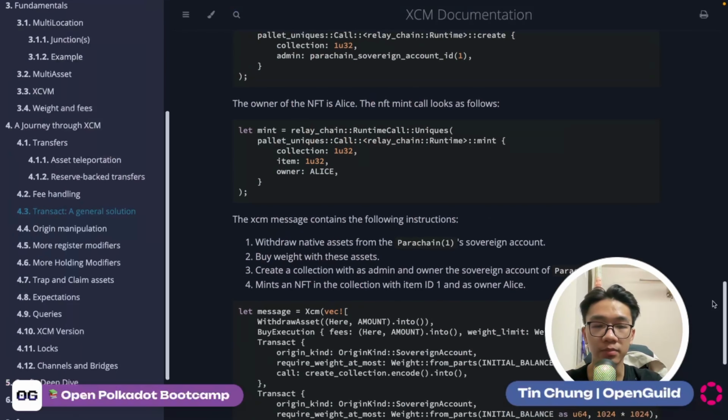And that's also the end of today's section, and I hope it gives you an overview of the journey of XCM, how you can make transfers using XCM. We learned about asset teleportation and reserve-backed transfer, and also how to transact, that is, execute any runtime call or any smart contract function call using XCM.